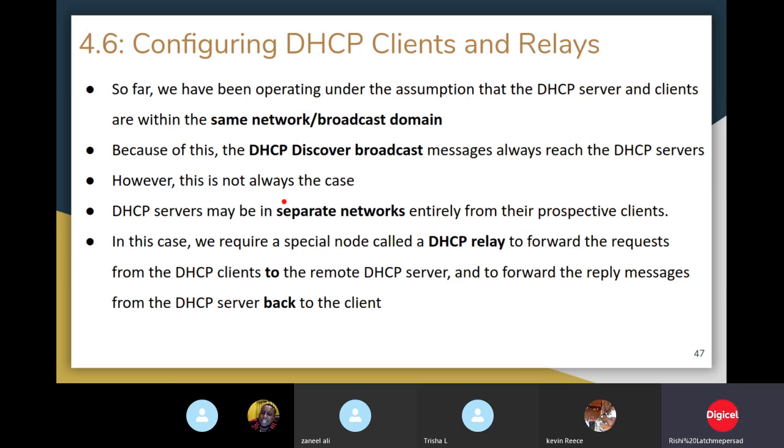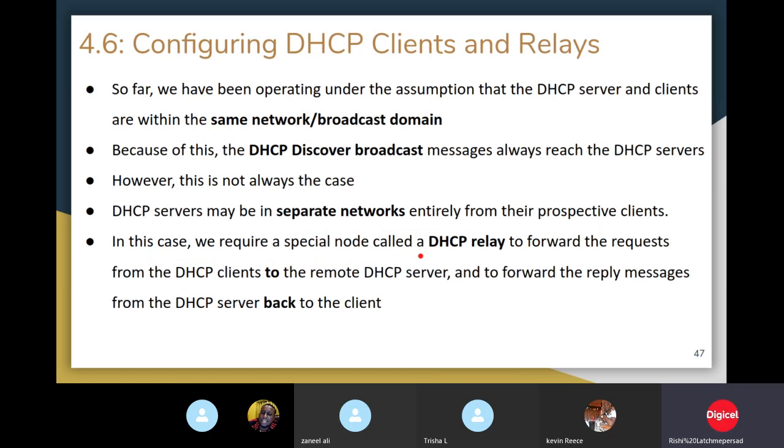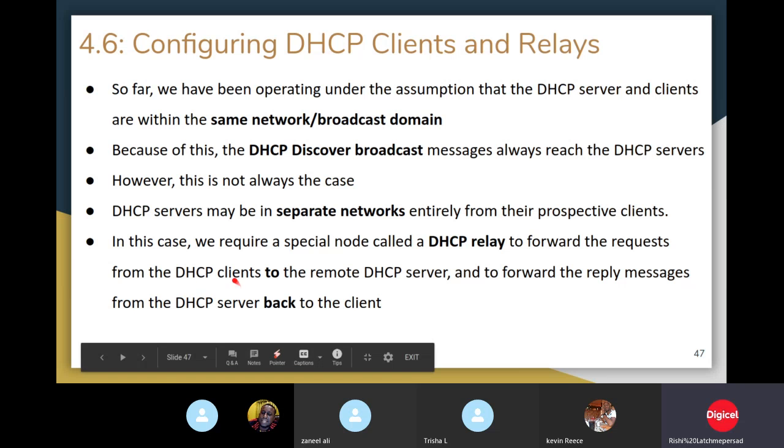However, this is not always the case. DHCP servers may be in separate networks entirely from their respective clients. In this case, we require a special node called the DHCP relay to forward the request from the DHCP clients to the remote DHCP server and to forward the reply messages from the DHCP server back to the client. So just imagine you have, well, it's better to imagine it in a business, right?